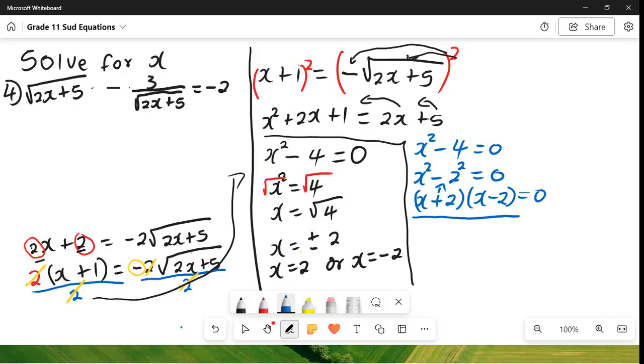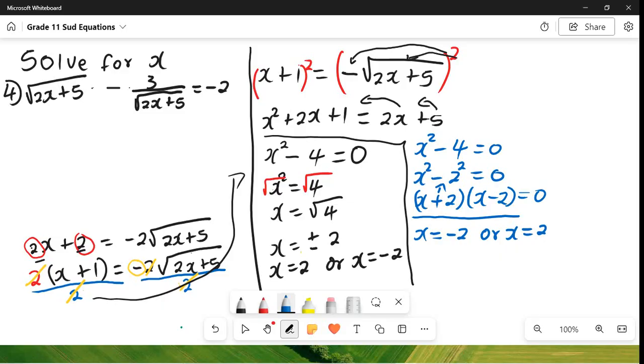Then here we're going to have x equals -2 or x equals +2. So you see we got the same as on the other side. So that's what they mean when they say we have a difference of two squares.